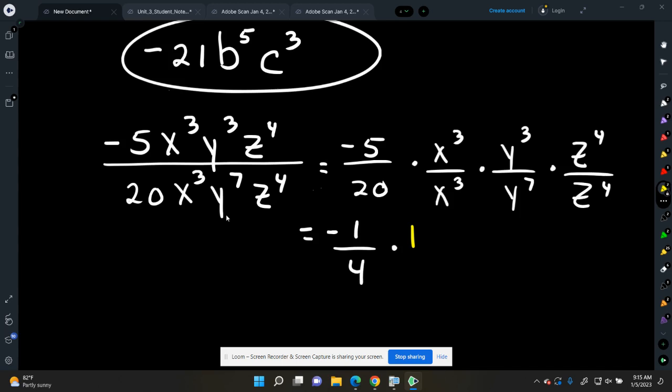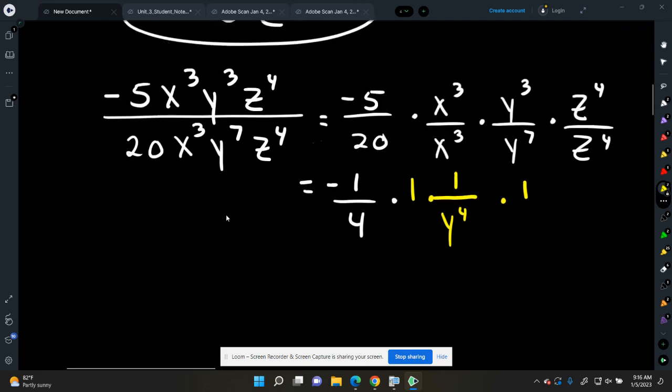Okay, y to the third over y to the seventh. MJ, what do we get? Is it on the top or bottom? Bottom, right. We have a y to the fourth on the bottom. Okay, z to the fourth over z to the fourth. Austin, what do we get? They cancel out, so it just becomes 1.